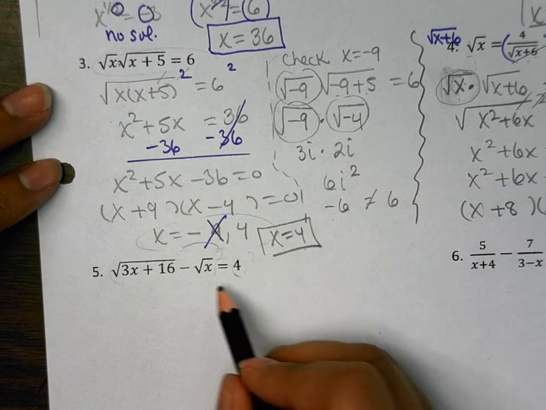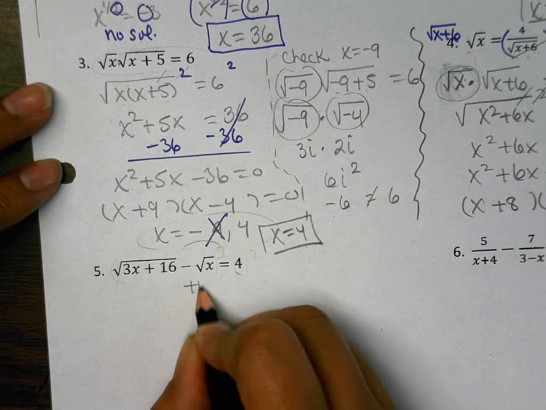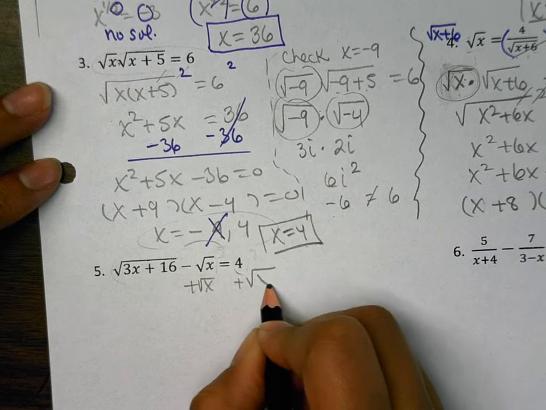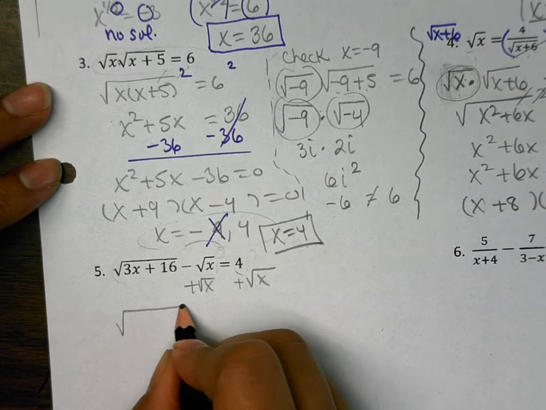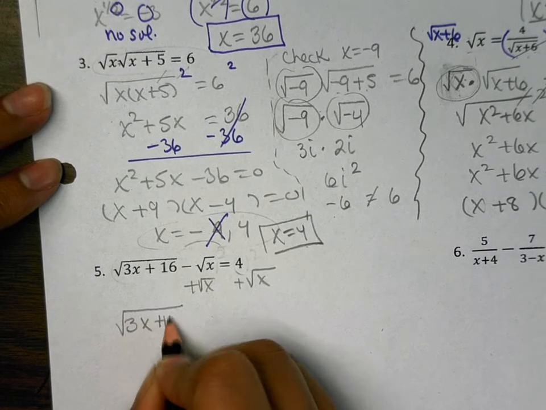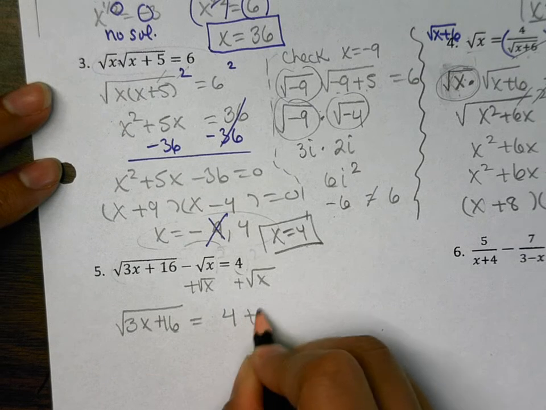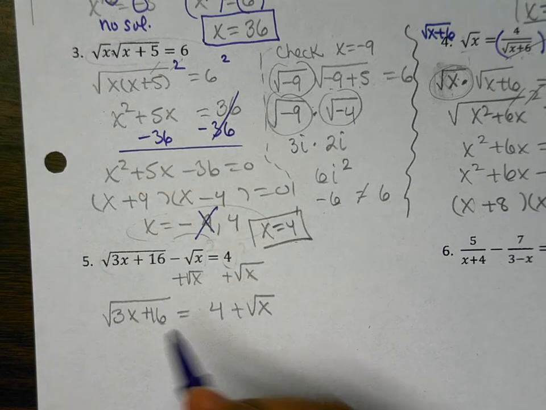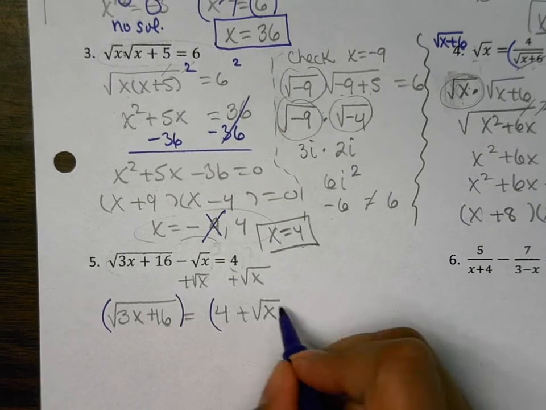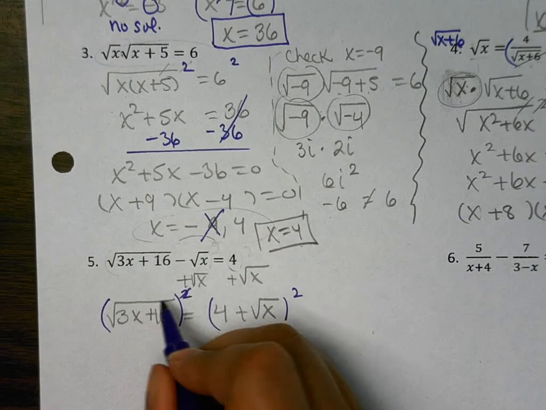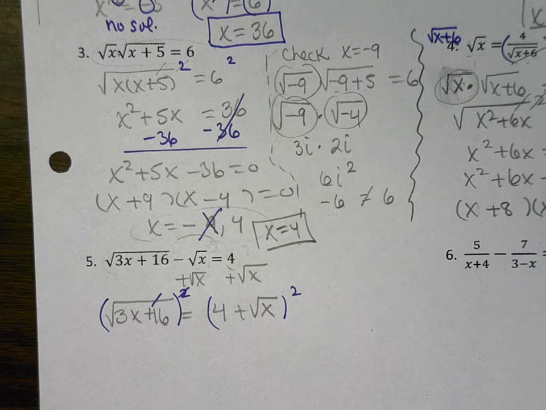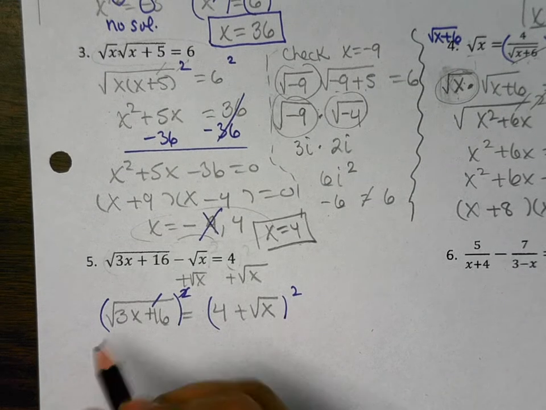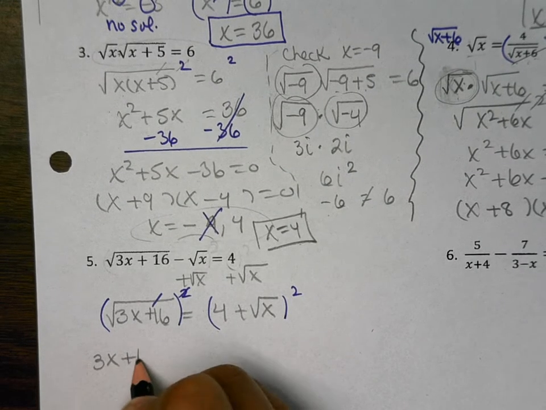What do I do? The easiest thing to do: move the root x over. I often have kids say, well, can I leave it there in FOIL? Sure, if you want to make it harder for yourself. There's nothing wrong with that. 4 plus root x. And then what do I do to both sides? And remembering when I square the right-hand side, can I distribute? No. So what do I have?